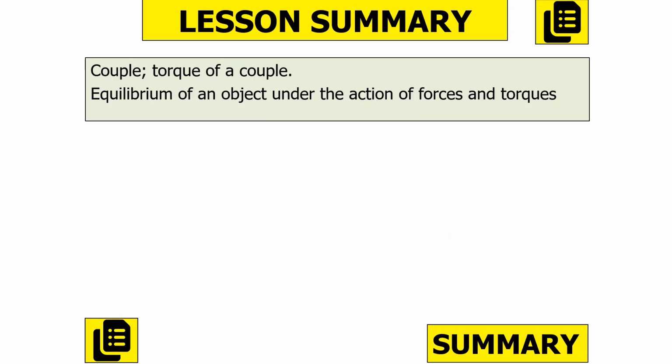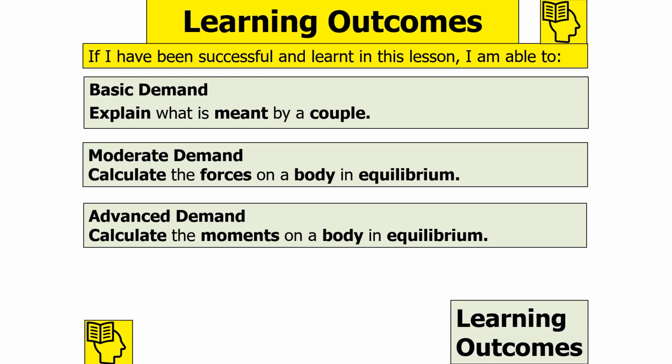To summarise what we've looked at in today's lesson, we've looked at the idea of a couple, the torque of a couple, and the equilibrium of an object under the action of forces and torques. If we've been successful, we should be able to explain what is meant by a couple, calculate the forces on a body in equilibrium, and finally calculate the moments on a body in equilibrium.